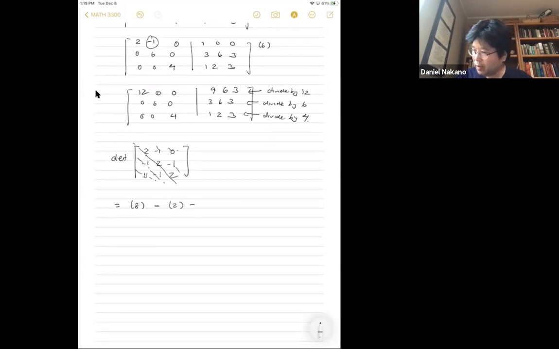And then this one, this one, this one is what? Again, it's a 2. Okay. So I get 4 for the determinant. All right, any questions on how we did this?